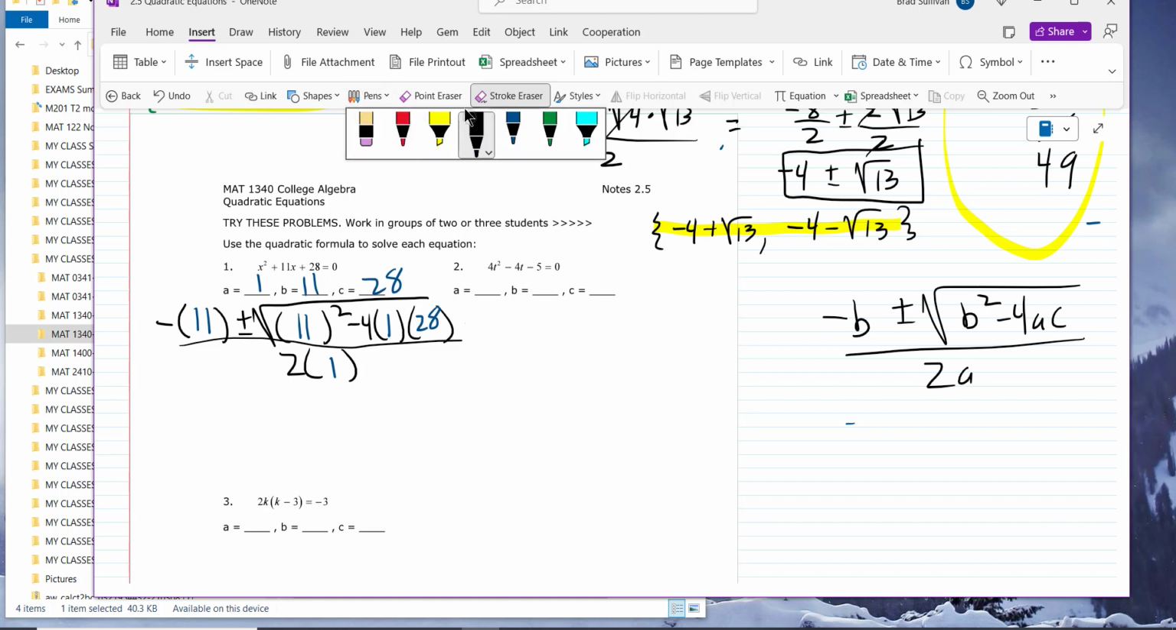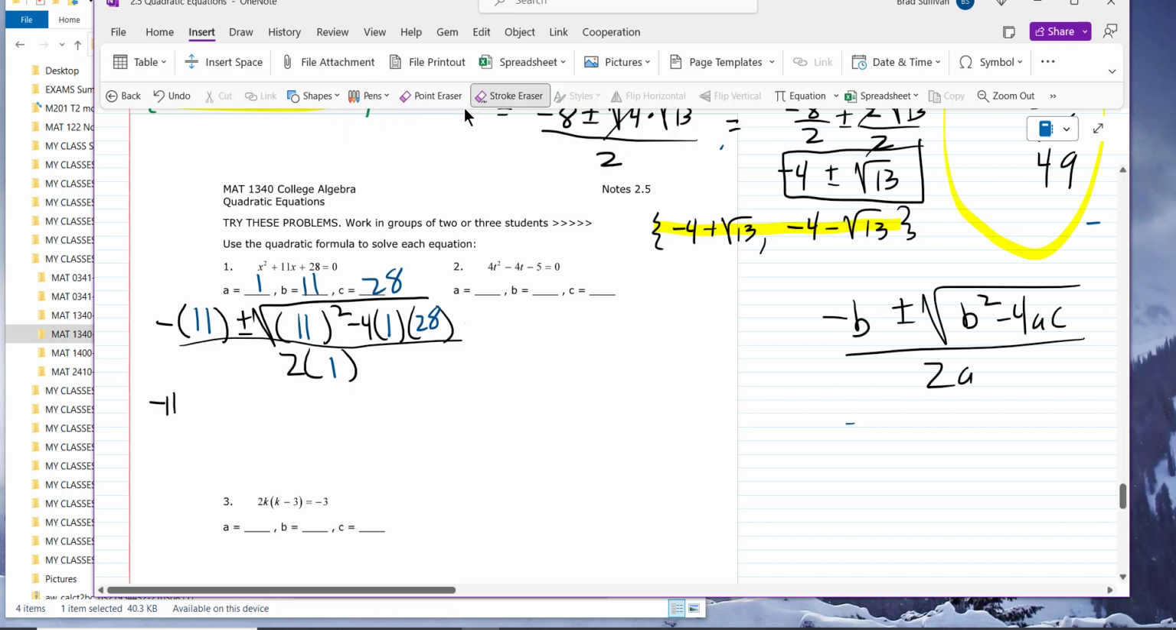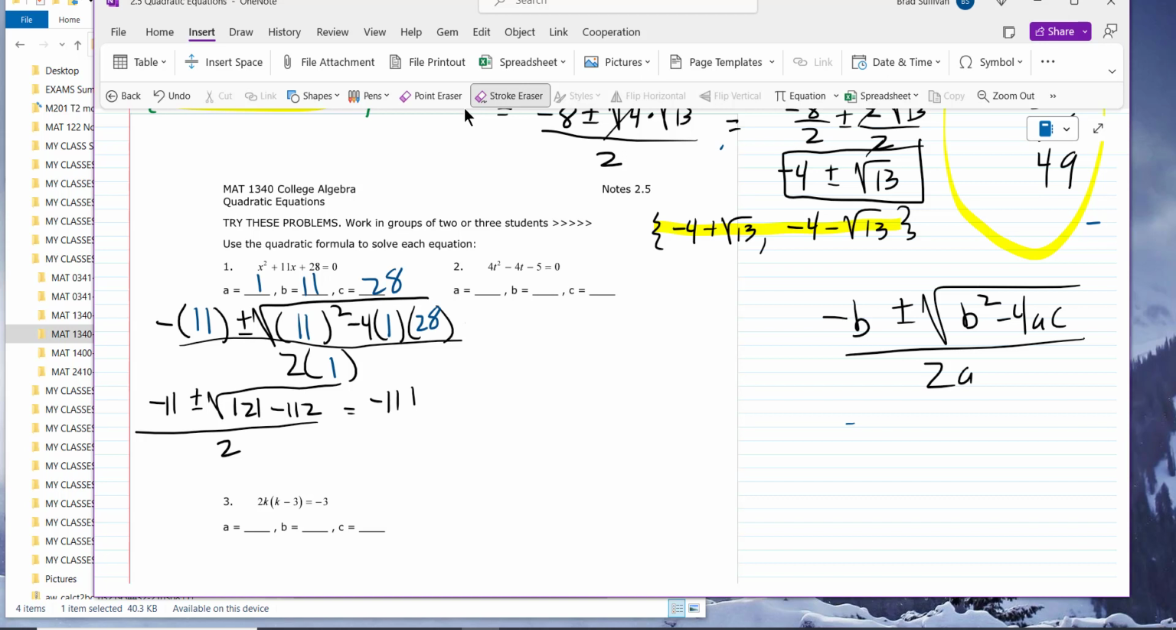This one actually turned out pretty simple. This would be negative 11 plus or minus, that would be 121 minus 112 over 2. Use your calculator if you need to. So this would be negative 11 plus or minus square root of 9 over 2. And then the square root of 9 is 3. So you end up really just doing negative 11 plus 3 over 2, and you do negative 11 minus 3 over 2. That's how you got your two answers. And I think everybody made it through this one fine.